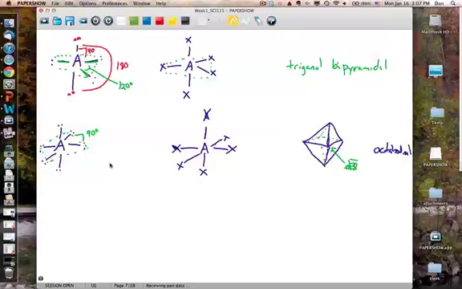Now, just because something has 5 things around it doesn't necessarily mean that it's going to be trigonal bipyramidal. Again, this applies to electron regions. So we have to use the electron regions to guide us. It turns out that there are a wide range of other shapes that arise depending on how many substituents are present around that central atom. So we'll use these as our starting points to describe the rest of the shapes.